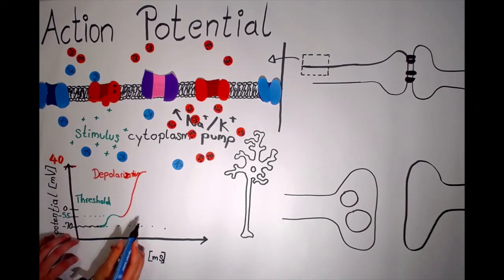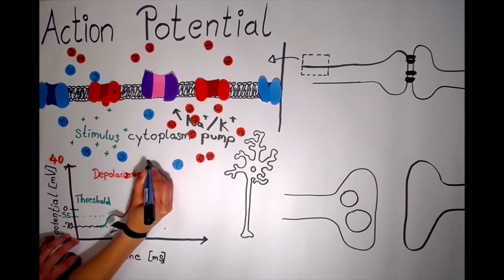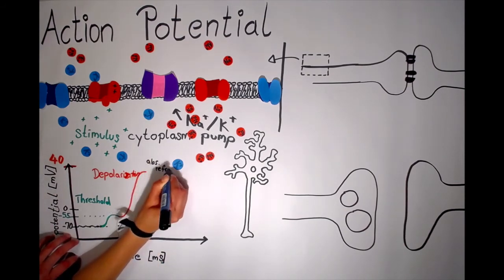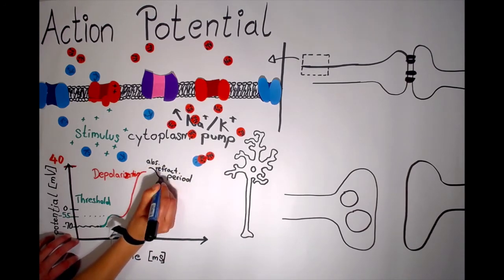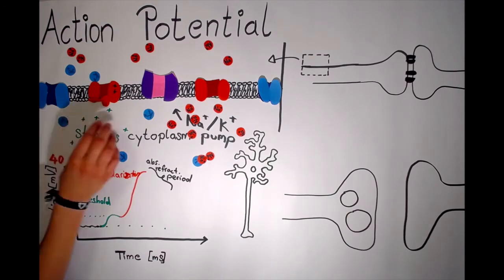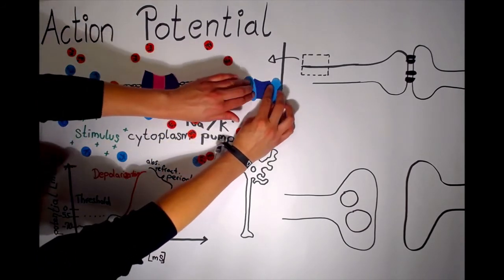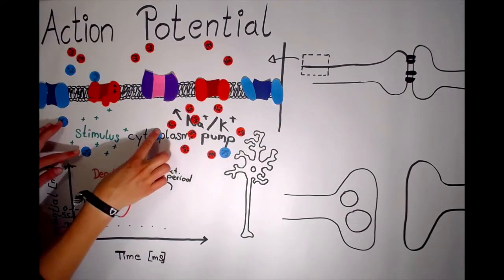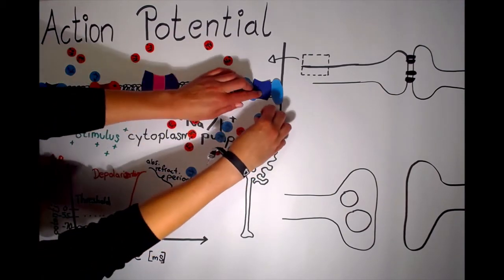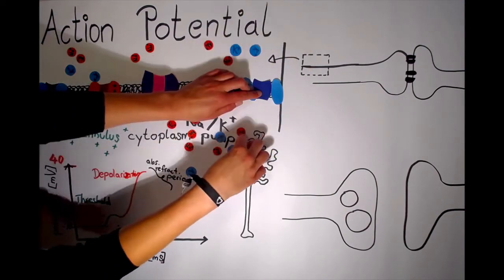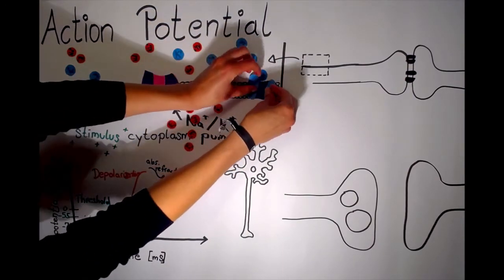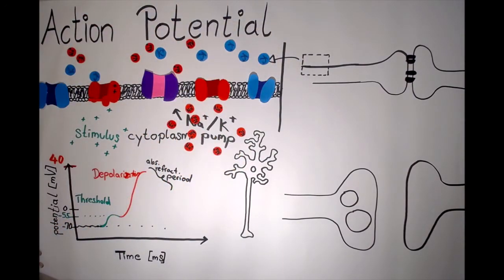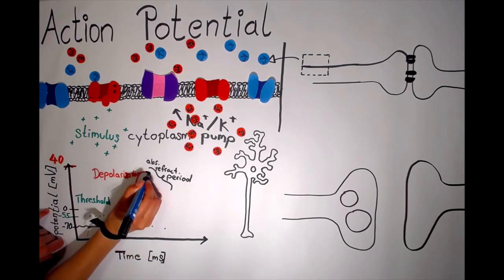The absolute refractory period begins, because during this time, no voltage-gated sodium channels can open, meaning no stimulus can be sensed. Around the same time, another kind of channel opens, a voltage-gated potassium channel. These channels were triggered by the same stimulus that opened the sodium channels, but they just took longer to open.